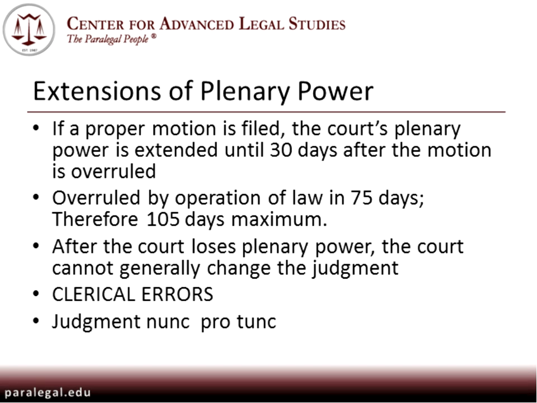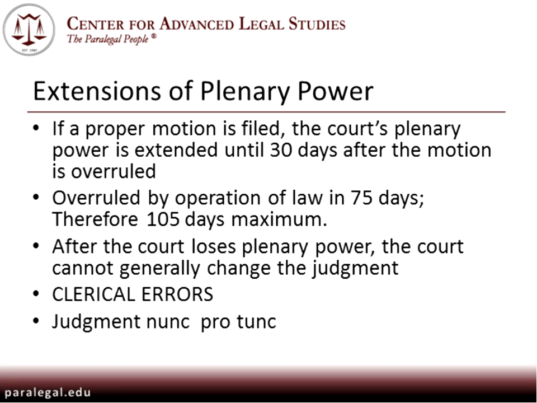If the court does not overrule a motion expressly, which happens very, very often, the motion will be overruled by operation of law in 75 days. So if you take your original 30 days and then extend the court's plenary power by an additional 75 days, the court has the power to change its judgment for a maximum of 105 days. After that 105 days, the court loses all power to change that judgment, and that judgment will become final unless changed upon appeal.